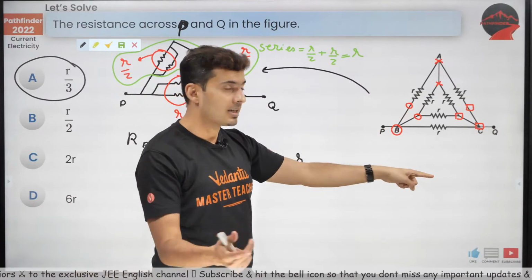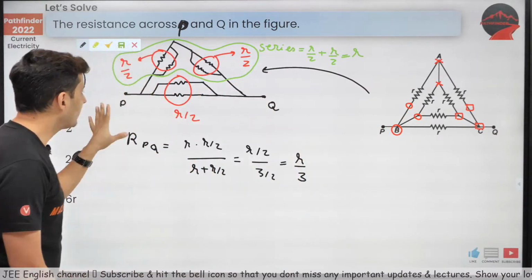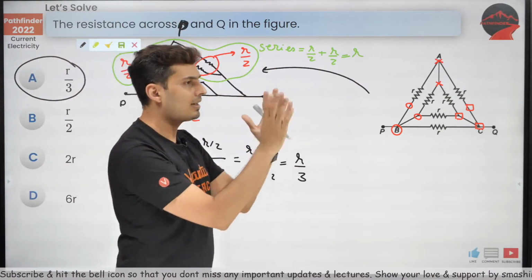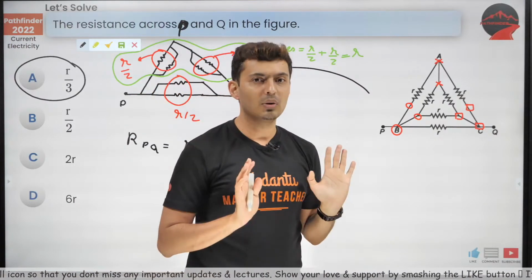Once you mark these points, check which ones are in parallel, which ones are in series. Second step. Third step, start from a point and then slowly start making the circuit in an easy way. Just do that. With a little bit of practice, you will be able to do it.